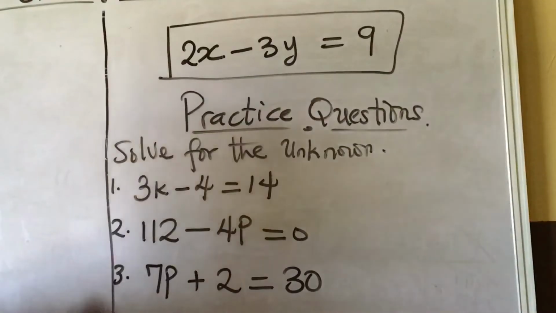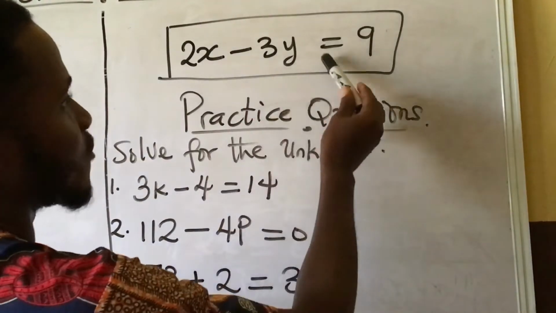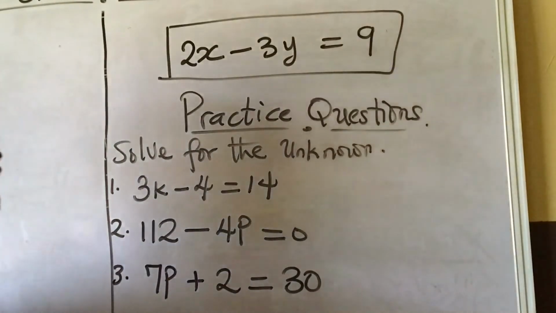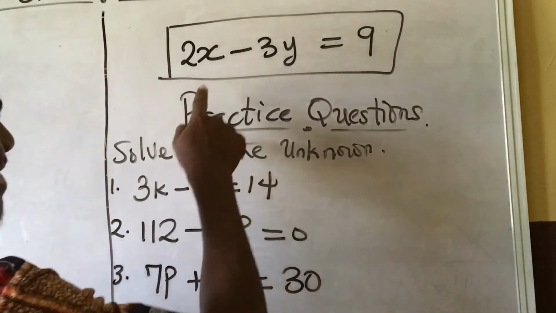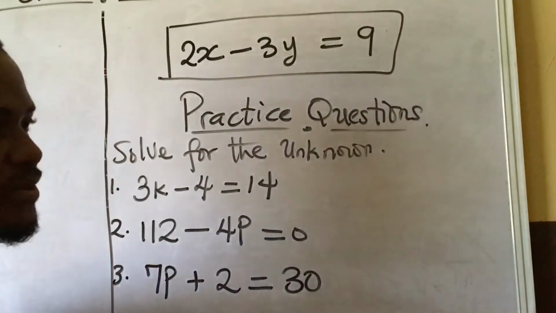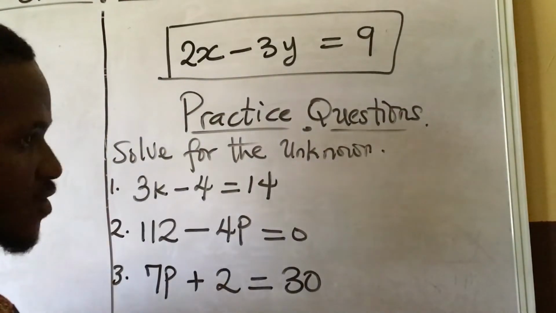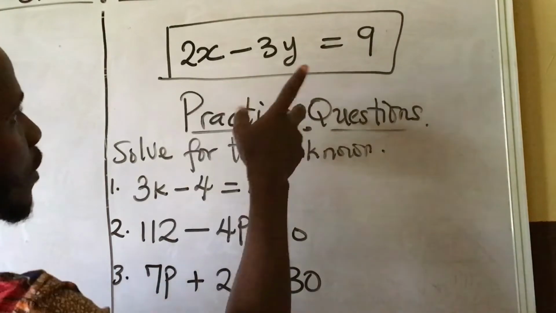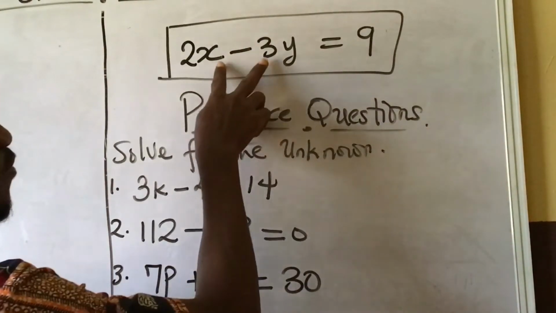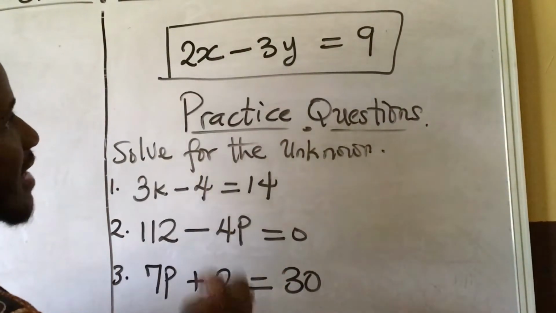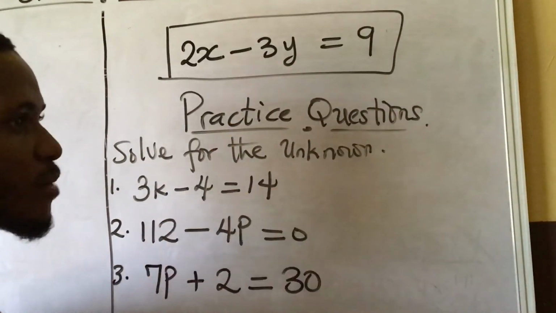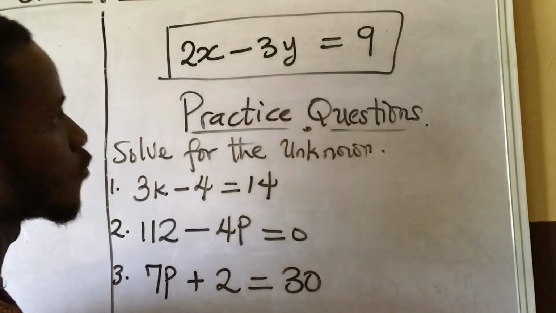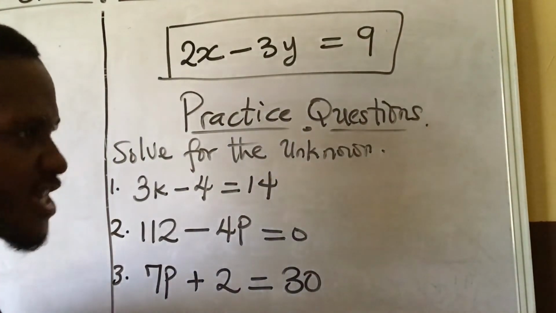Alright. 2x minus 3y equals to 9 is also a linear equation, but it's different because it has two variables compared to the questions that we've solved in this video. They only have one variable, but this one is having two variables, and that is going to lead us to what we are going to talk about in my next video, which is simultaneous equation.